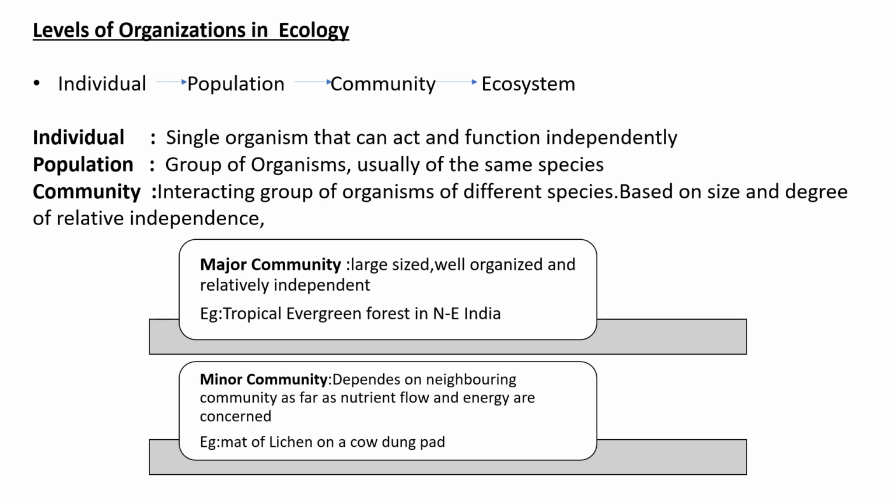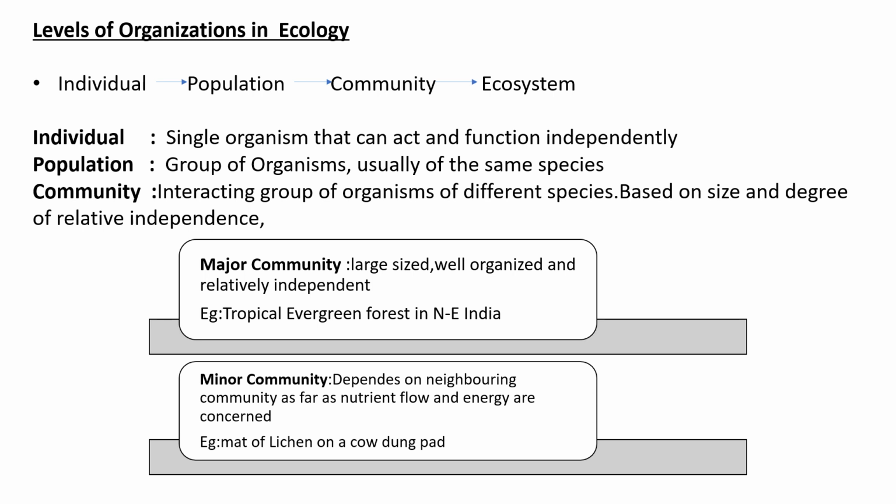On the contrary, a minor community is just the opposite. In a minor community, the species are dependent on each other to a large extent. For example, the lichen that is growing on a cow dung pad, it's an example for a minor community.